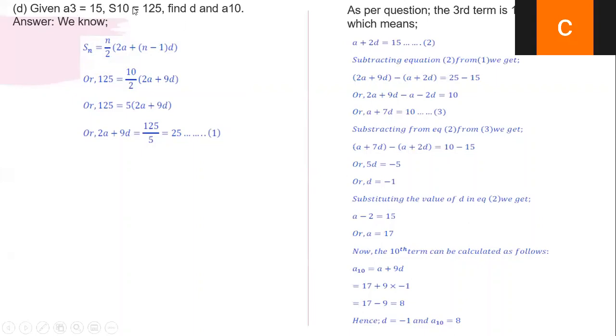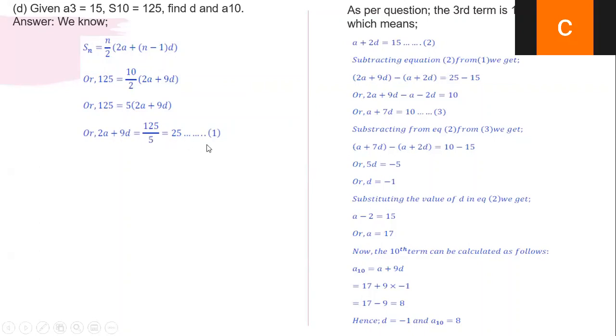By using these two data, we need to find out D and A10. S10 they gave, in the sense SN value 125 and N value 10, and here N over 2 into 2A plus N minus 1 into D, because N is 10, so 10 minus 1, 9D. If I simplify, 2 5s are 125 is equal to 5 into 2A plus 9D. I'll take this 5 to the denominator. That is 2A plus 9D is equal to 25.